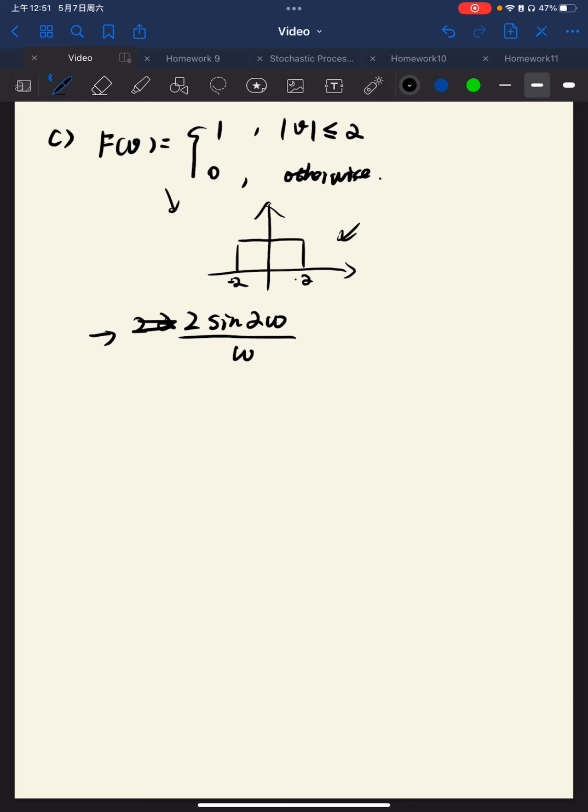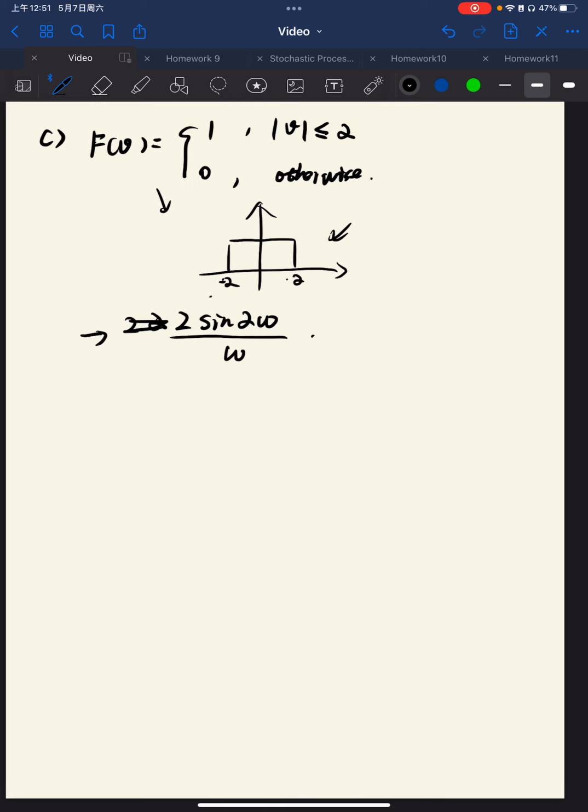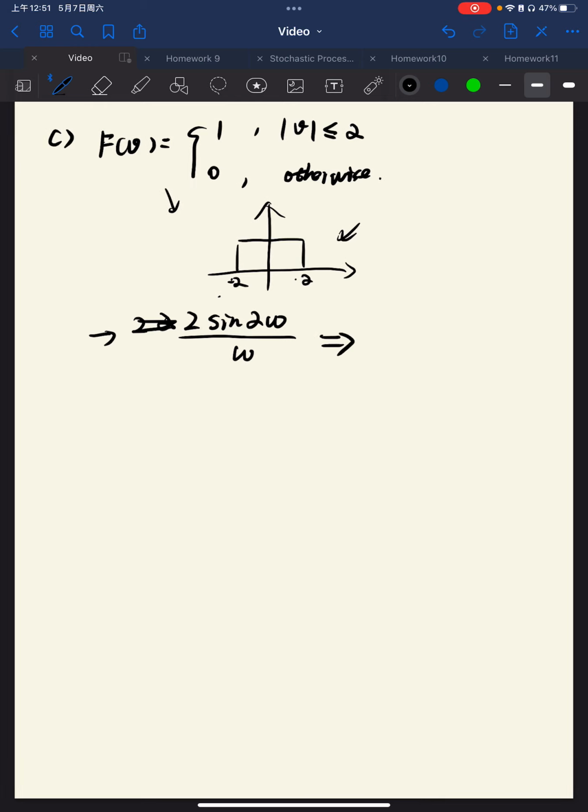But for this one, it can sometimes be both negative and positive, so the whole part is not non-negative. So it cannot be used for autocorrelation.